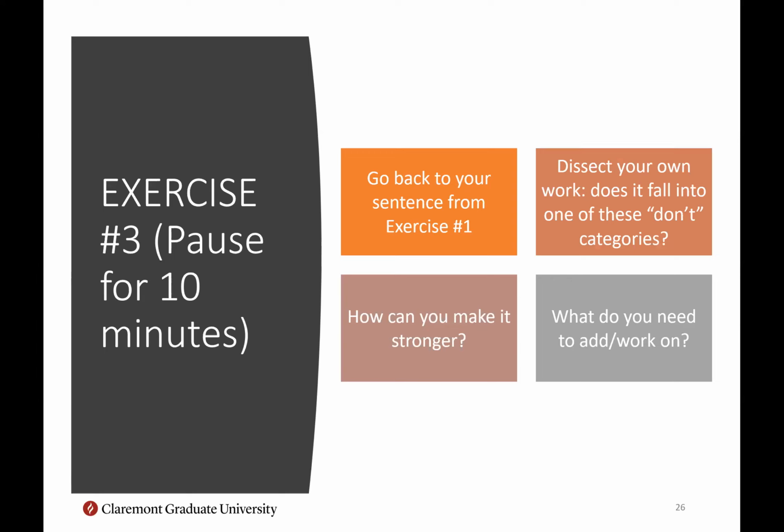So again, if you're working through this with the recording, maybe just go ahead and pause for a few minutes. Go back to that sentence we worked on way back in exercise 1 and start to dissect your own work. Does it fall into one of these don't categories? Is it vague? Is it hedging? Going back to the strong thesis statements, to some of the elements we want to include, how can you make it stronger? And just make some notes.